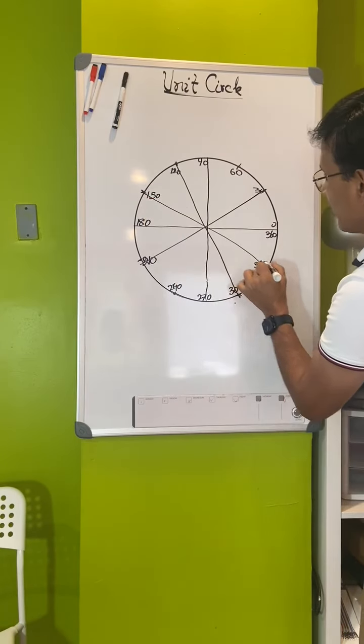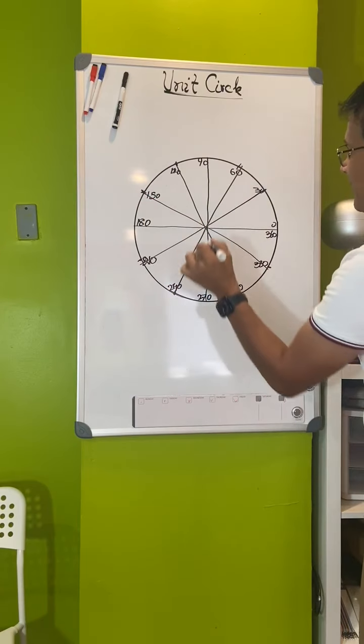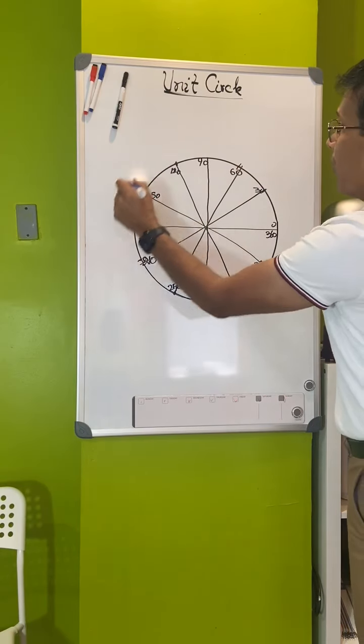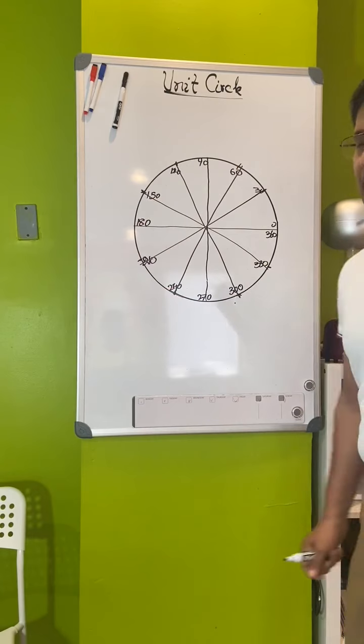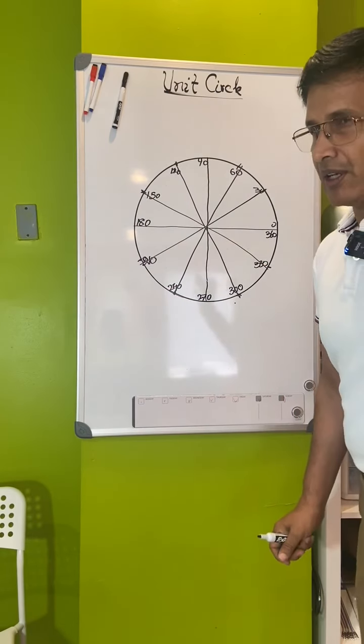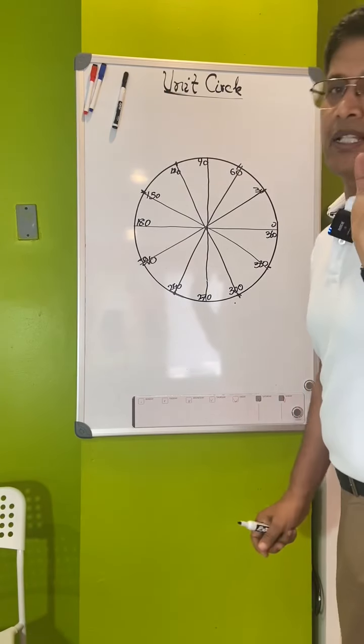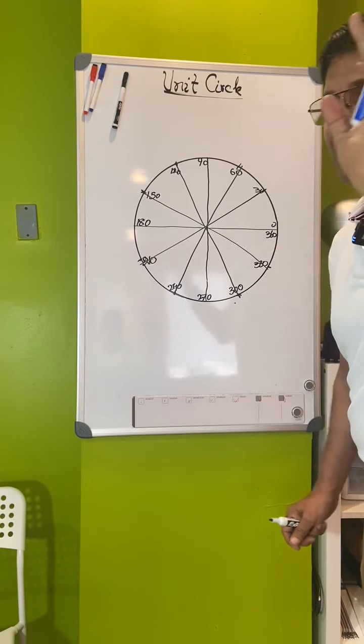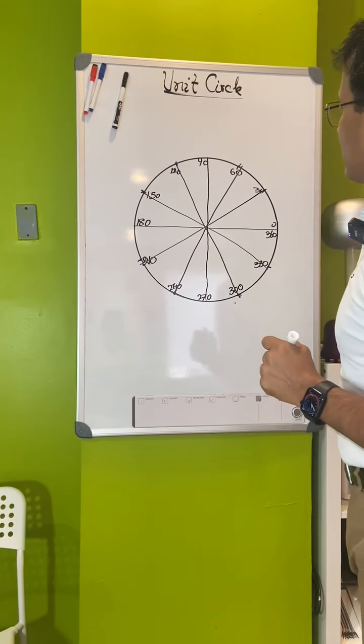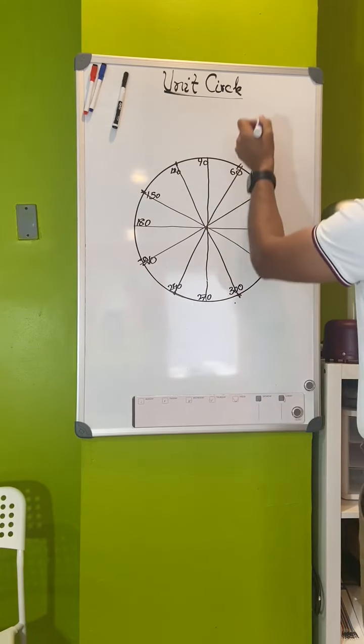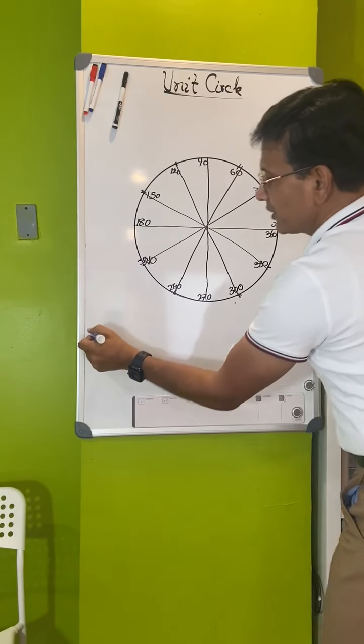I'm not doing a good job of it, but that's the best I can. I'm going to write all these degrees in radians. When you go to a higher class, you are going to use radians instead of degrees. Is that clear? Radians. 30 degrees is equal to how many radians? The conversion is very easy.